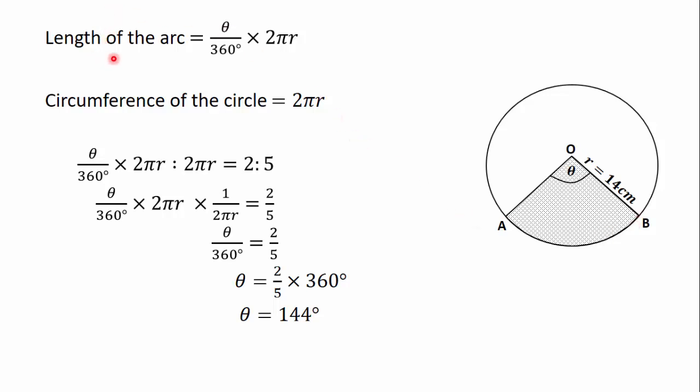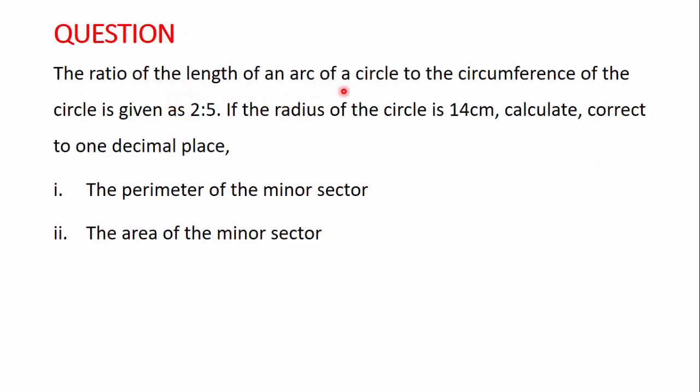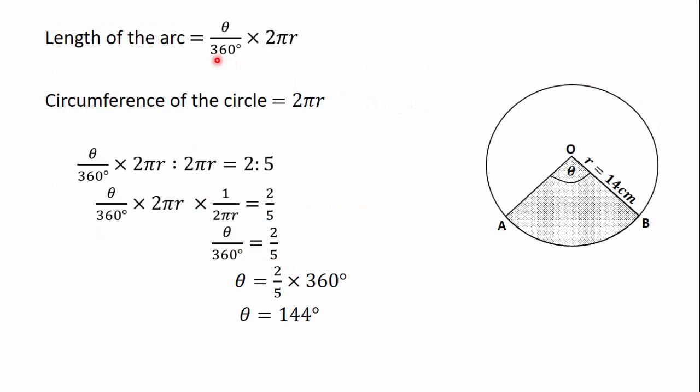We know from mensuration that the formula for finding the length of an arc is theta over 360 times 2 pi r. You need to know this formula. The question told us that the length of the arc and the circumference of the circle are in a ratio. The length of the arc is given as theta over 360 times 2 pi r. The circumference of the circle is given as 2 pi r. The question said that the ratio of the length of the arc to the circumference of the circle is 2:5. So theta over 360 times 2 pi r, which is the length of the arc, to the circumference of the circle, which is 2 pi r, is given as 2:5. That is what the question told us.